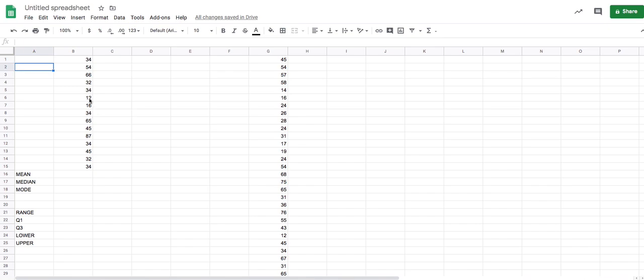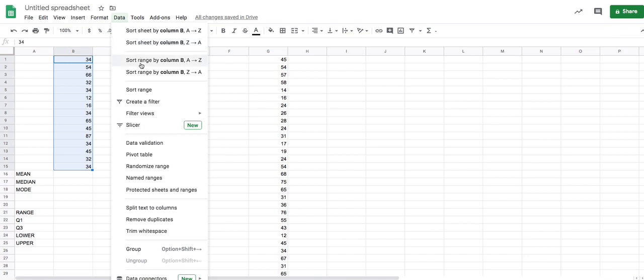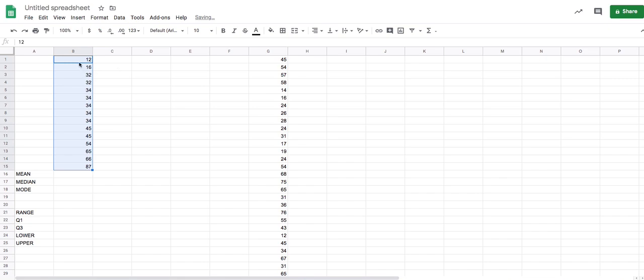So the first thing we've got to do is take these data sets and put them in order from least to greatest. So what I'm going to do is highlight the boys' information, go to Data, and go to Sort range by column B. We're going to sort column B from A to Z, which is the same thing as 1 to 26, or ascending order. So I've done that, and now my numbers are in order from least to greatest.